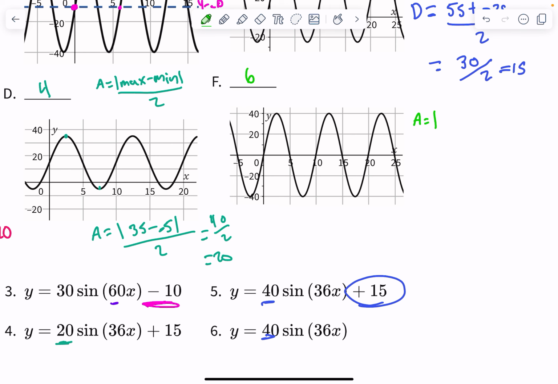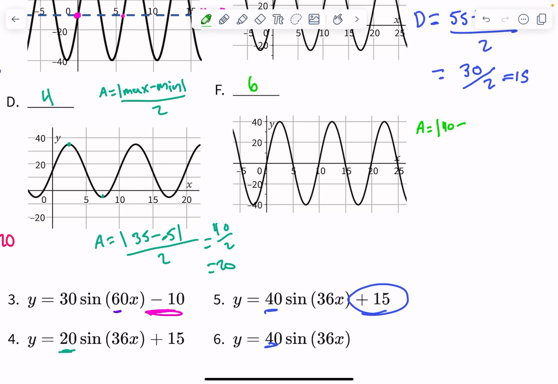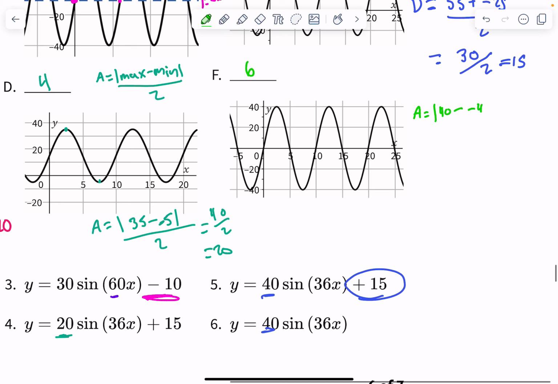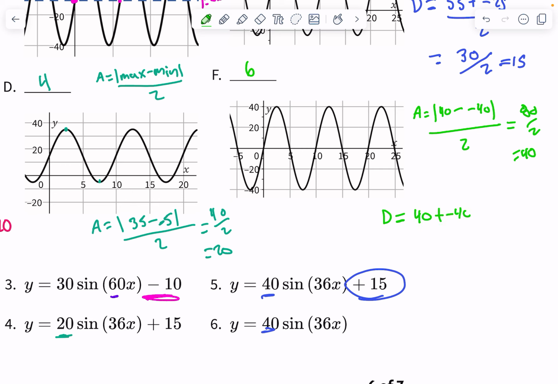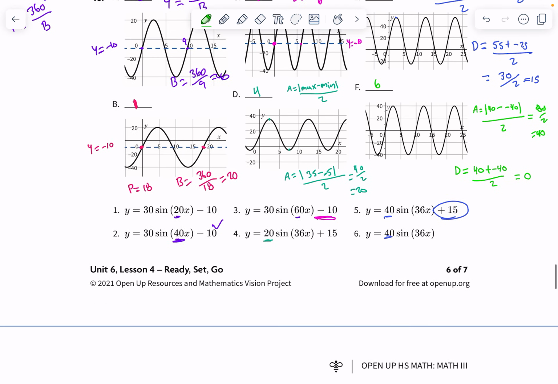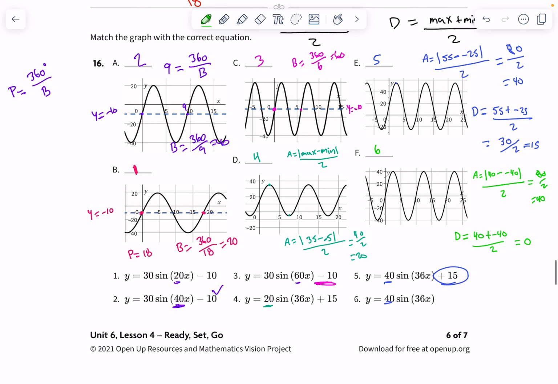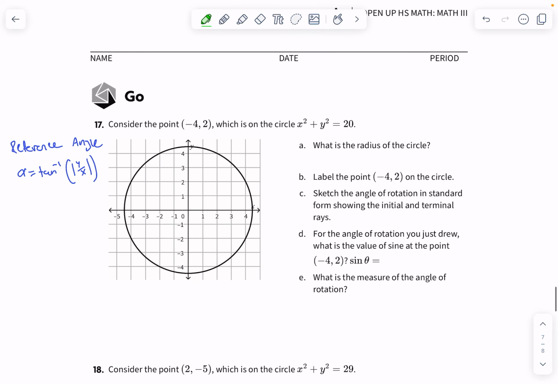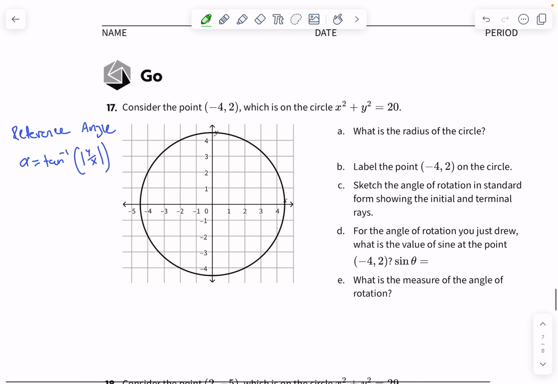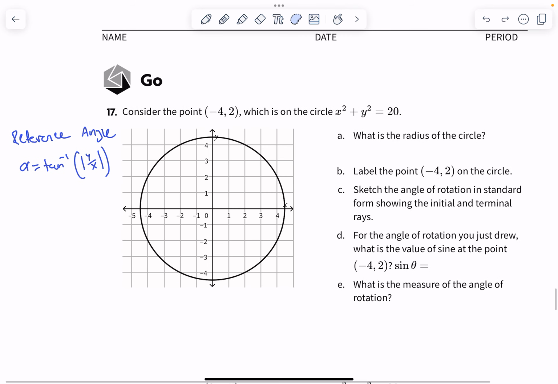So my amplitude is the absolute value of my max, 40, minus my minimum. This is 80 over 2, which is 40, right? Perfect. And then my D is going to be 40 plus negative 40 divided by 2, which is equal to 0. So then that's 6. Okay, very nice so far. Let's go with 17. I did have some notes here already that we might use.